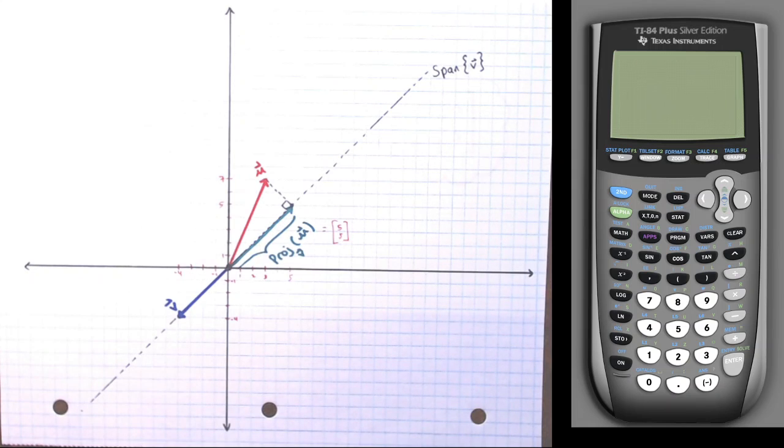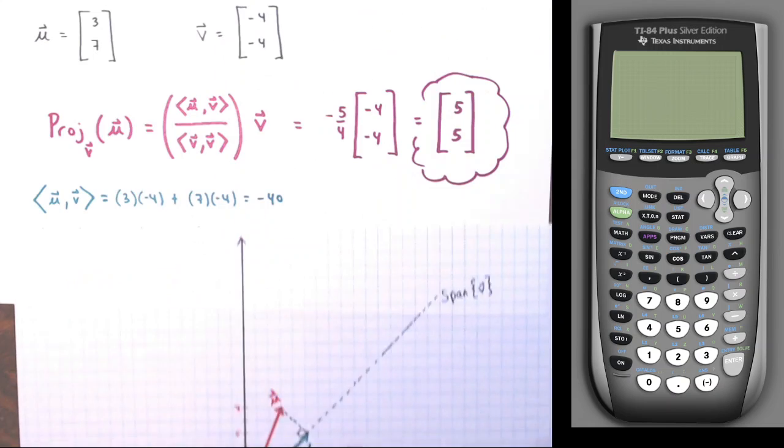Now on top of this, remember I said the following vectors would be orthogonal. So let me go back here.